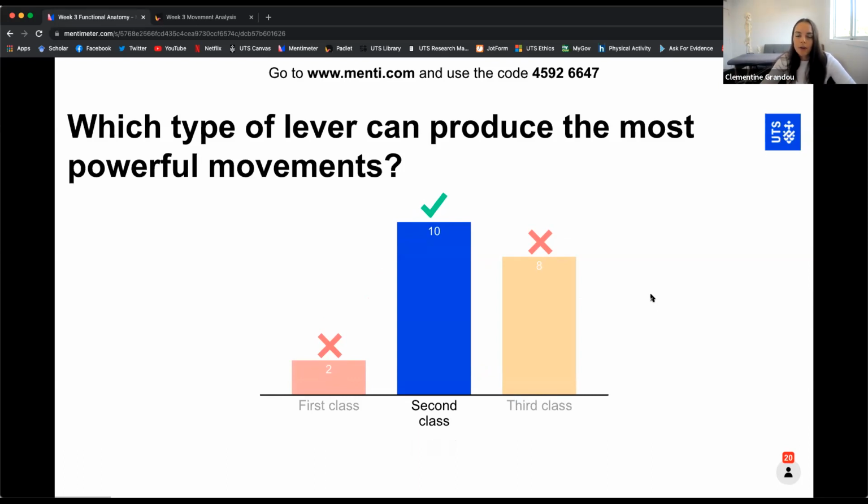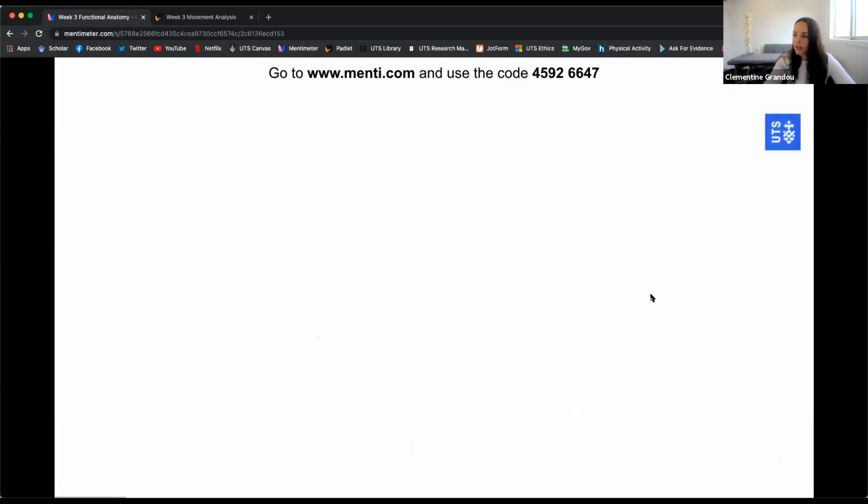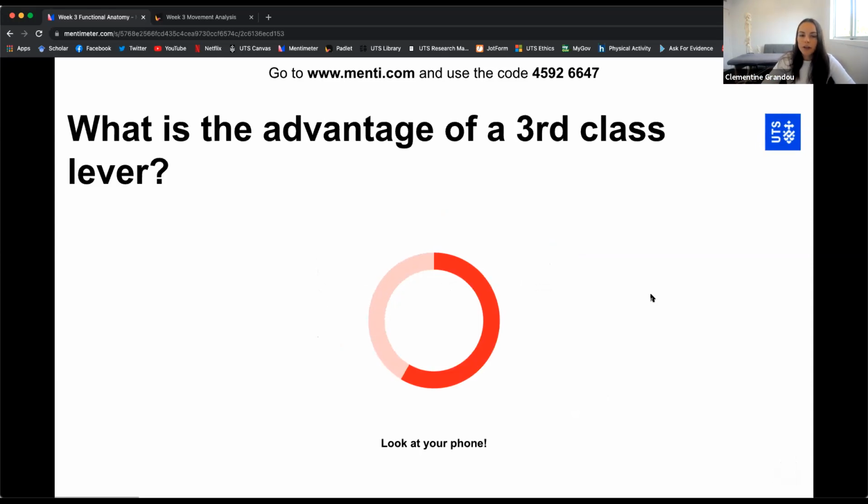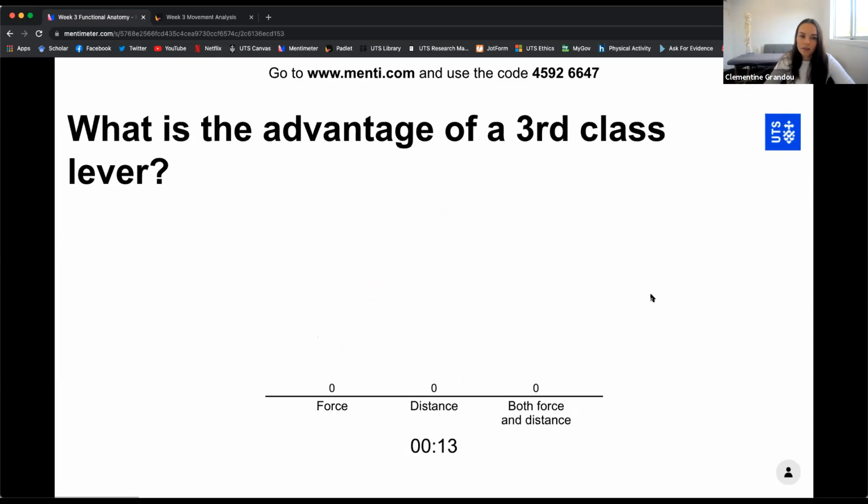So you might remember the example of the second class lever being the wheelbarrow or standing up on your tippy toes. So 2 levers where we can produce a lot of force or we can move something that's really heavy with a little effort. Okay, and what was the advantage of the third class lever? So this time it's going to be either force, distance, or both.